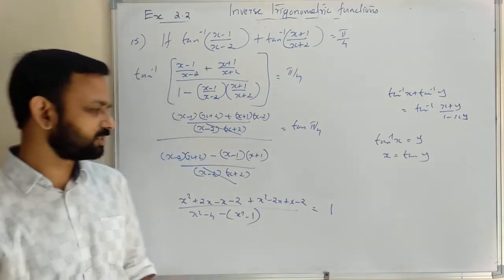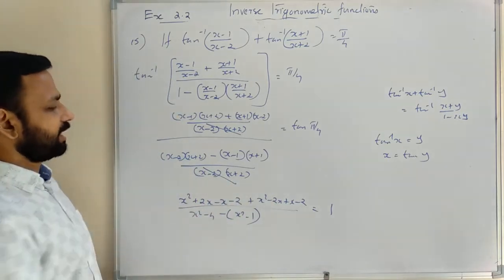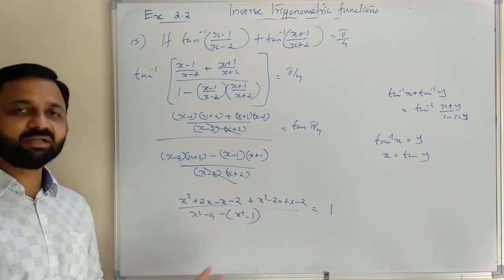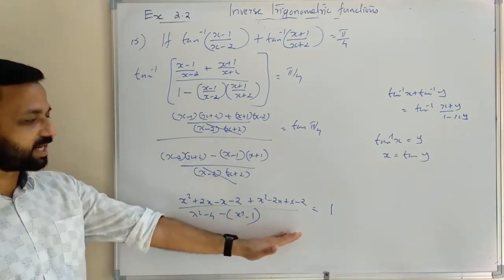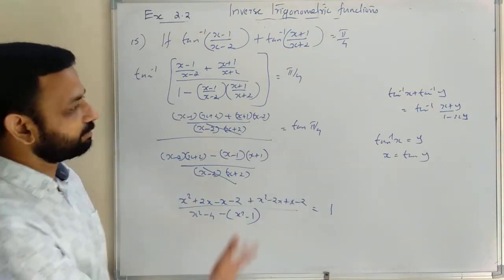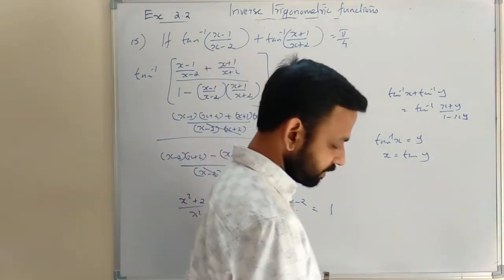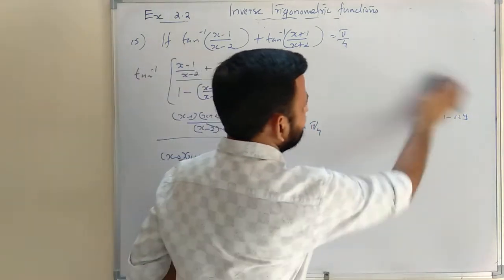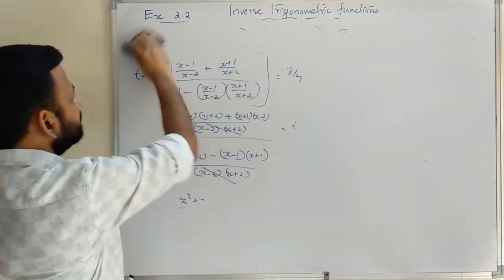So this type of question we learned in lower classes. Here we just simplify the numerator and denominator and cross multiply, you may get a quadratic equation, then find the value of x. So you can easily complete that question. So that is question number 15. Now we are going to do question number 16.